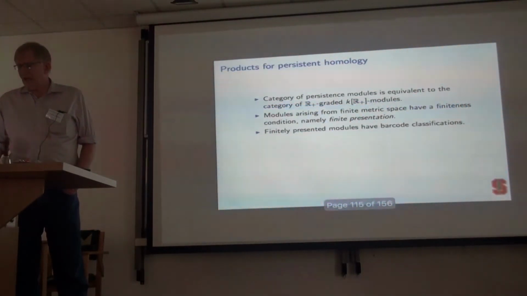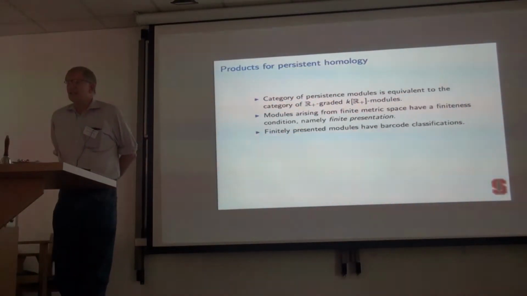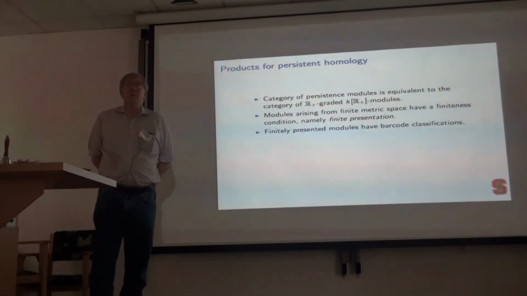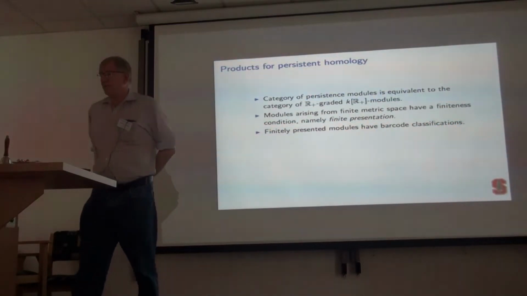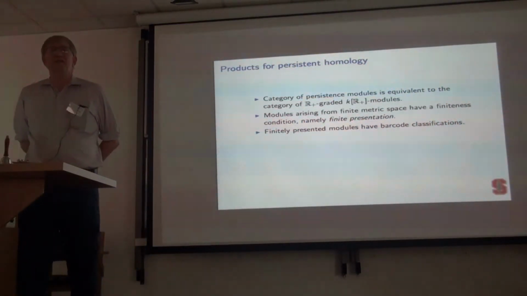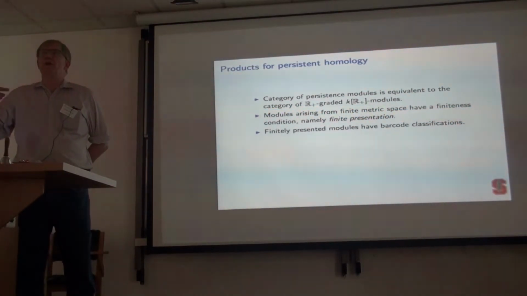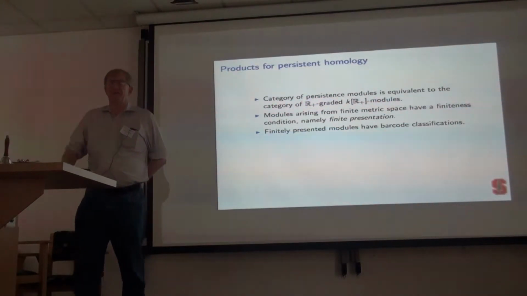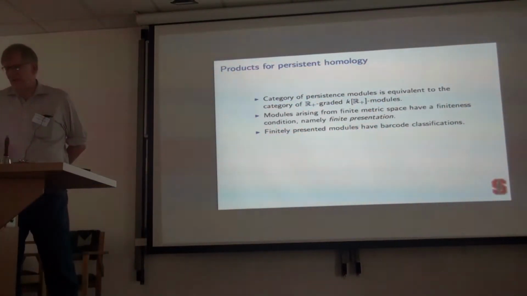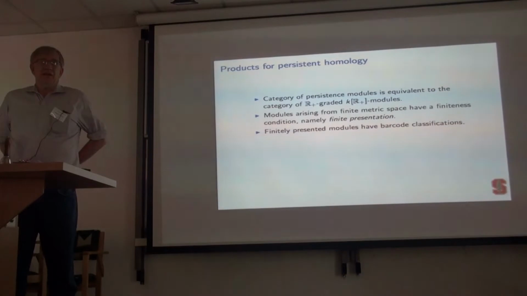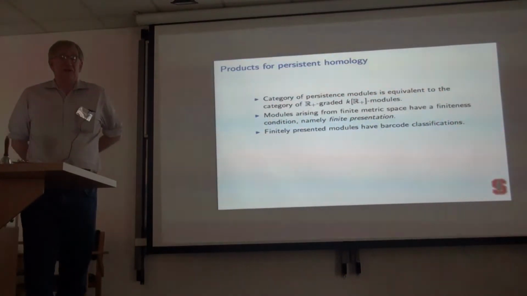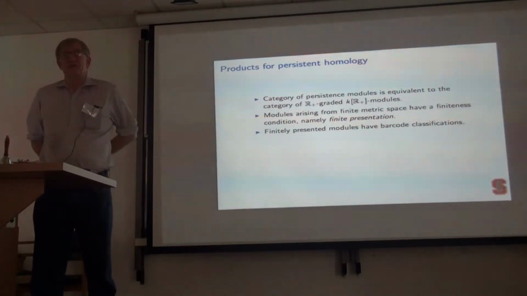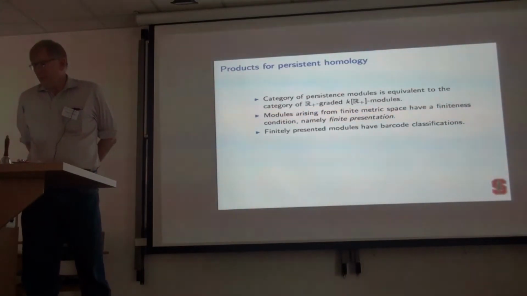So it turns out that the category of persistence modules is equivalent to the category of R plus graded modules over the ring K of R plus. So R plus here is the non-negative real numbers under addition. This is to be thought of as the ring of polynomials with real exponents of t. This ring is actually bad in some ways. It's not Noetherian, which is an important property that gets used for many of the things that one works with.